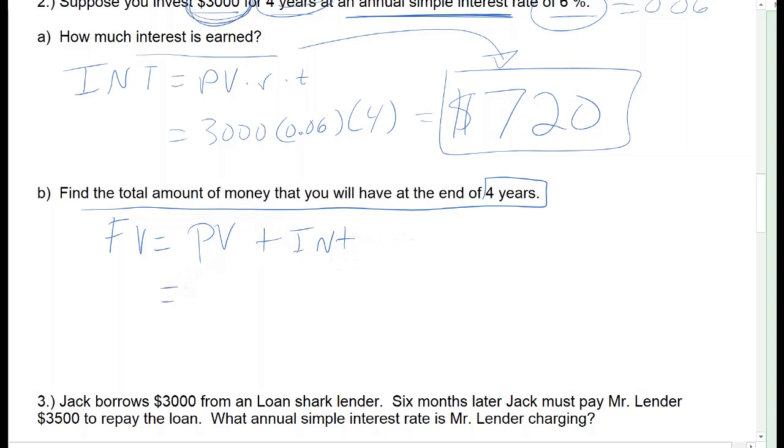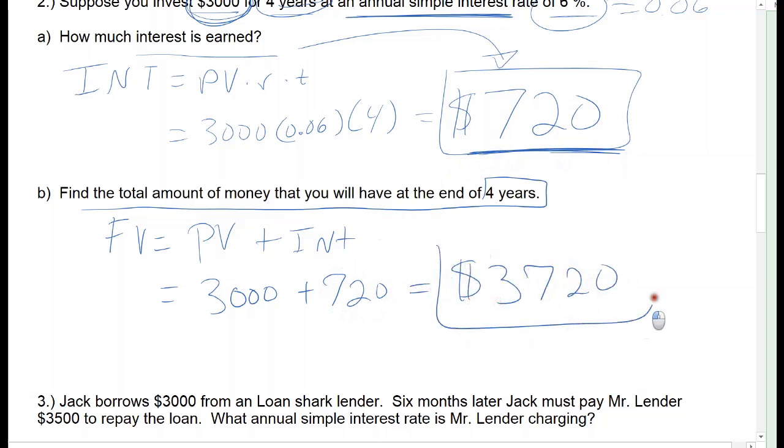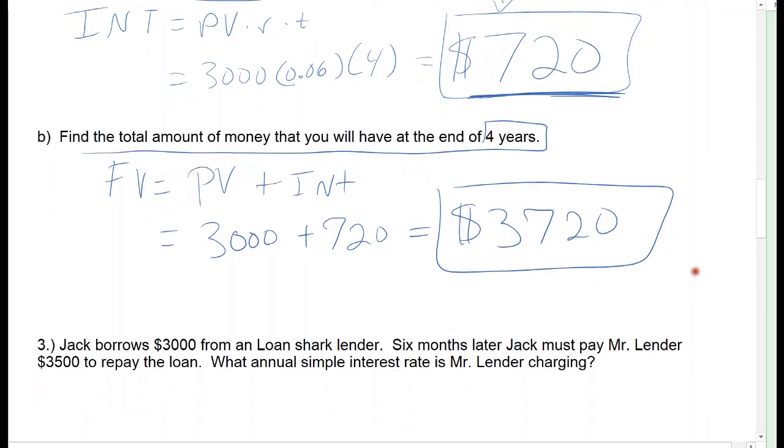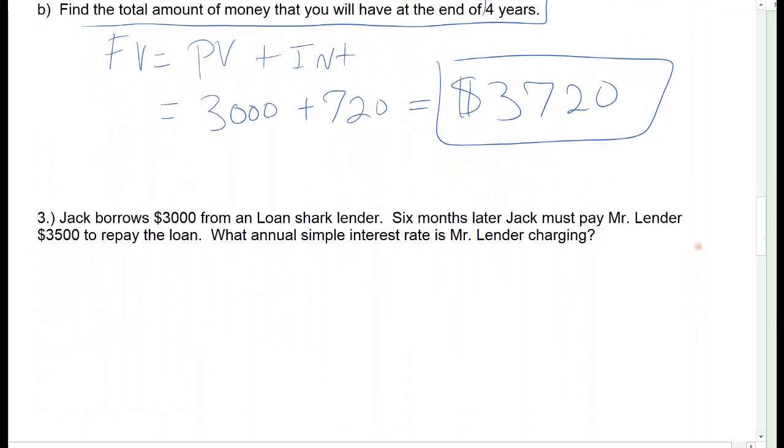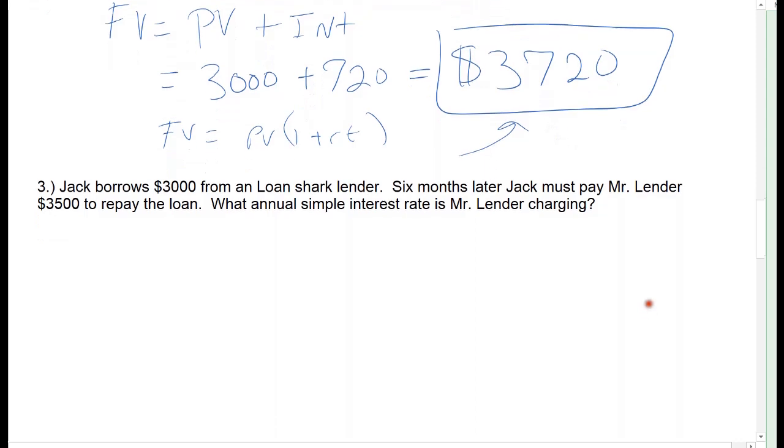Our present value was the original amount of the investment, which was our 3,000, plus the interest we earned over our 4 years, which was 720. And so the grand total future value was $3,720, the original amount we put in plus the $720 we earned. So that was the total future value. And again, if you did plug it in the future value formula, you should get the same answer. But you don't need to.